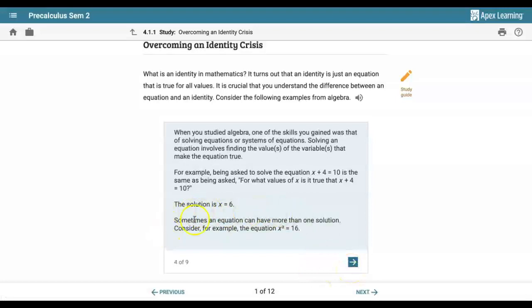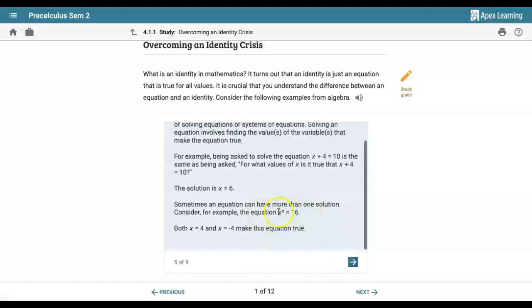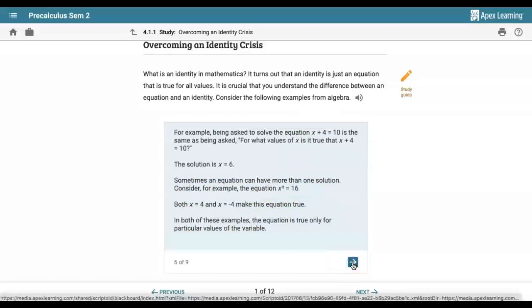Sometimes an equation can have more than one solution. We talked a lot about this, being the positive and negative version of the answer. So -4 and +4 both make this equation true.